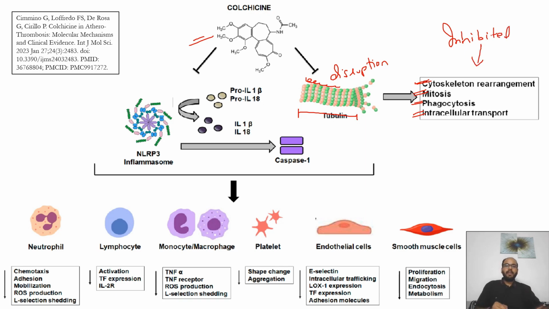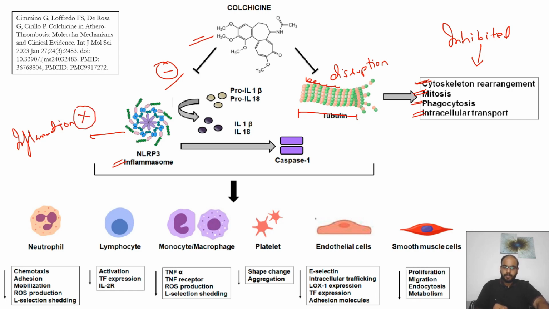Clear? Colchicine also inhibits inflammasome formation. Inflammasome I would not say is new. We have known about inflammasome for the past, let's say, 8 to 10 years, but it's an important mediator of inflammation. Colchicine inhibits inflammasome, and when inflammasome is inhibited, inflammation is inhibited.